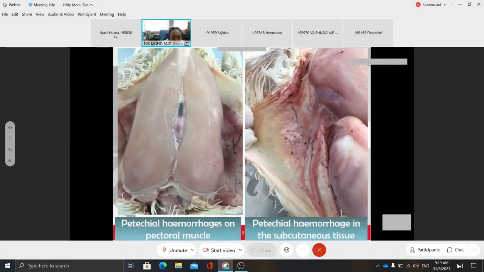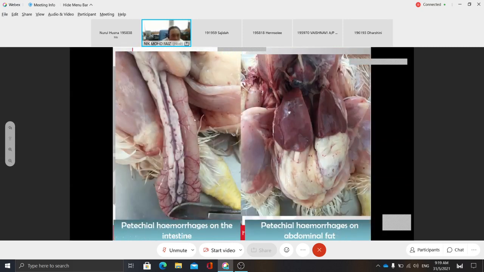This is how they look like. The muscle region. This is a case that I said we got from the stadium there. This is what they look like. The pinpoint hemorrhages all over the muscle, even under the skin, the subcutaneous layer, subcutaneous tissue, and then on the fats. Even on the pancreas and basically everywhere, even on the abdominal fats as well. So you can see it's like petechial hemorrhages.